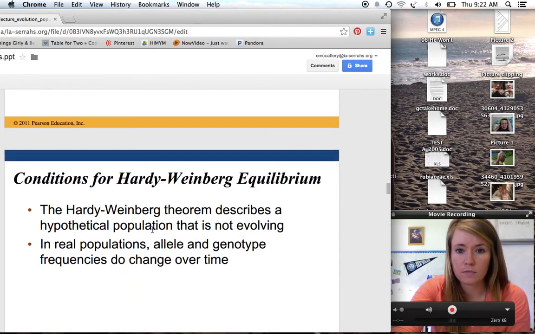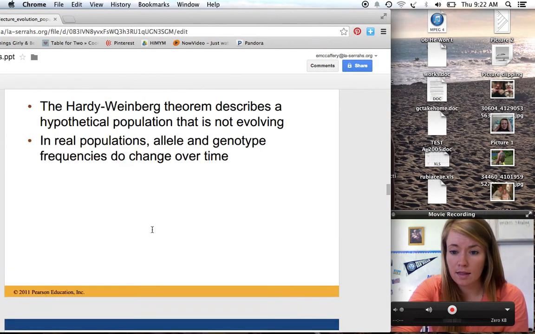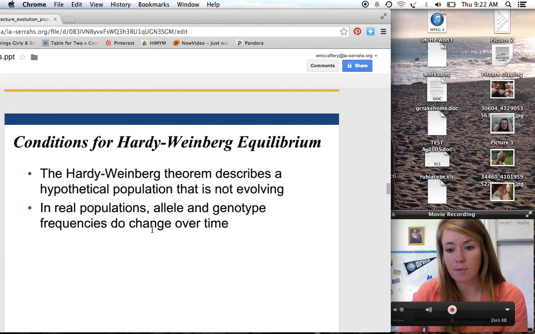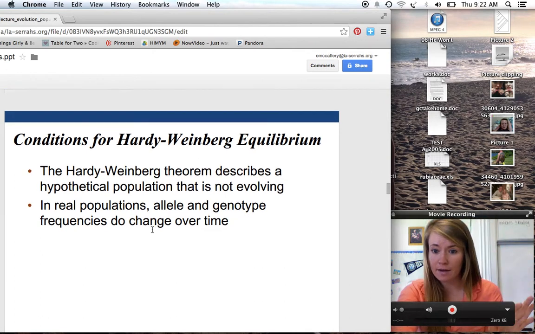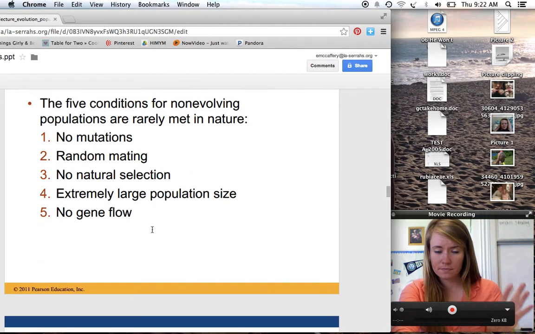So we said that there's very specific conditions for a population to be in Hardy Weinberg equilibrium. There's 5 of them. Remember, this describes a population that is not evolving. So the allele frequencies are not changing. In real populations, this doesn't really happen. So Hardy Weinberg is kind of a theoretical thing. It doesn't happen in real life. So the 5 conditions. This is on page 475 in your textbook.